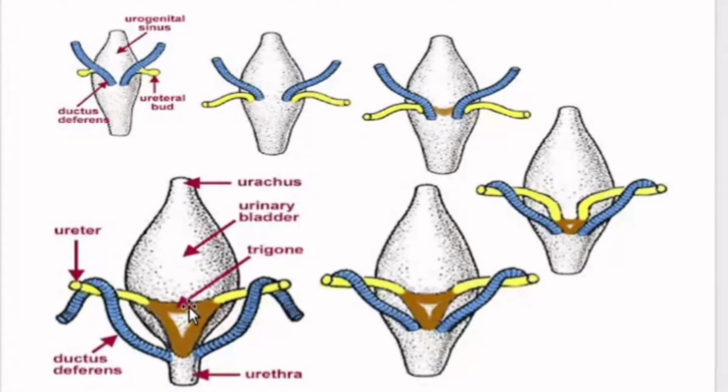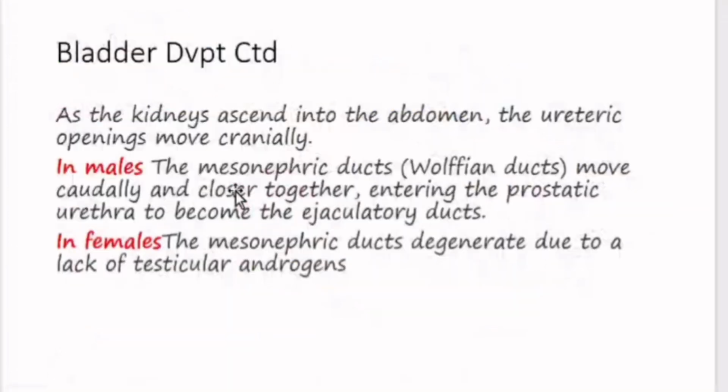And then as the bladder grows, the mesodermal cells are going to be replaced by the endodermal cells. So your whole bladder is going to become what? Endodermal in origin. But you just need to remember that the trigone initially is going to be developed from the mesoderm. Okay, done.